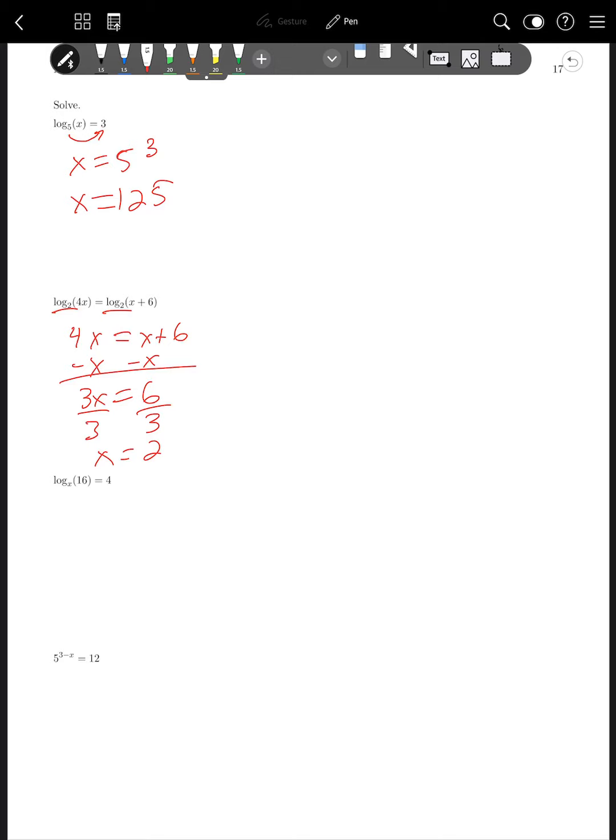The third one here, move the x to the other side to get rid of the logarithm. So this is 16 equals x to the fourth. And the number that when you raise it to the fourth power is 16 is 2. So x equals 2 there.